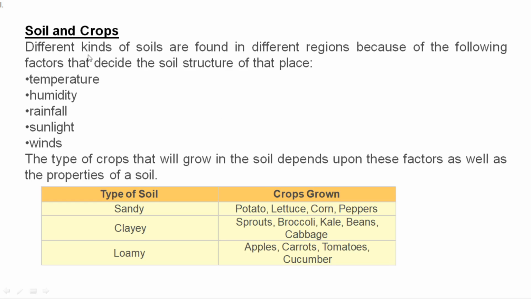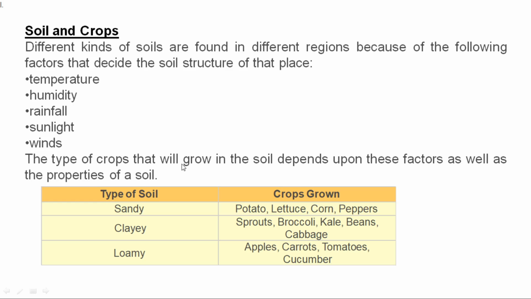Next is soil and crops. Soil and crops are always related. Crops always depend upon soil. Whatever crops you are going to grow, before that you need to see the soil. Different kinds of soils are found in different regions because of the following factors that decide the soil structure of that place: temperature, humidity, rainfall around that area where the soil is, how much sunlight is falling, then winds.